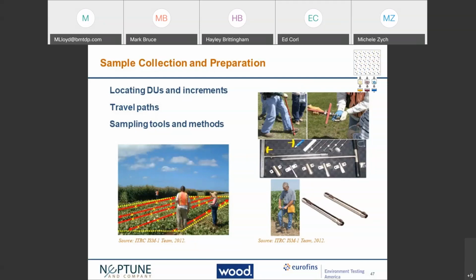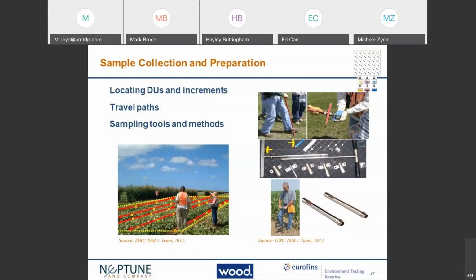Now, there are different tools that you can use. This is actually a photo of an incremental sample, and the key item here is that you want to be consistent with your mass of collection for each increment. So the sample tool can help you with that. You also want to make sure that you collect samples throughout the entire depth of your DU. In many cases, surface samples require collection from 0 to 6 inches. Make sure that your sampler will cover that depth when you do collection.